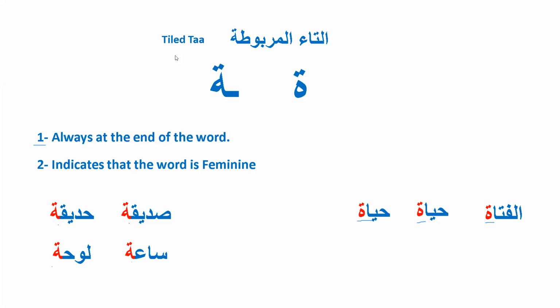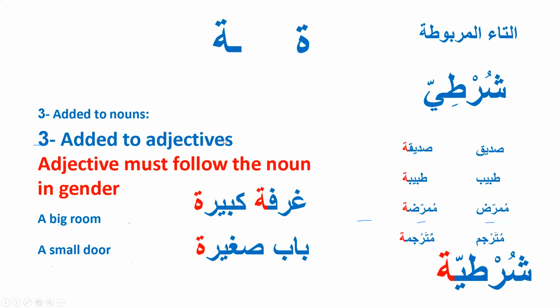Okay, so let's see number 3. It's always added to nouns and also added to adjectives. So it's added to nouns and adjectives only. It's not added to verbs, prepositions, adverbs or other types of words. So it's all the time added only to nouns and adjectives.